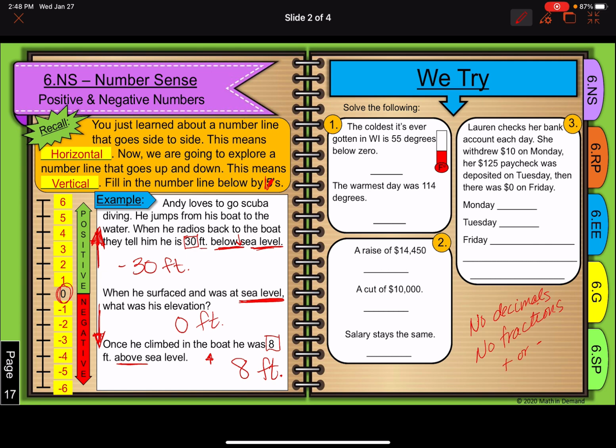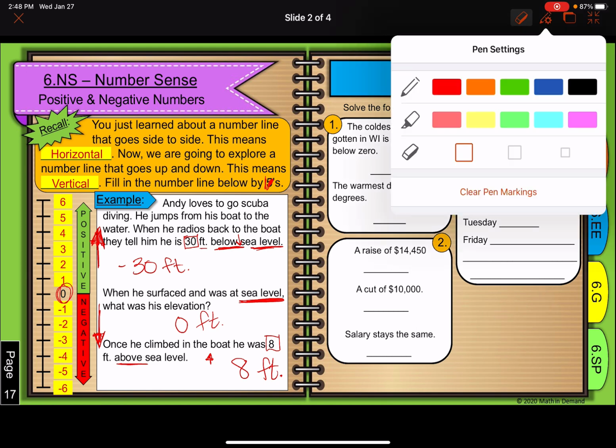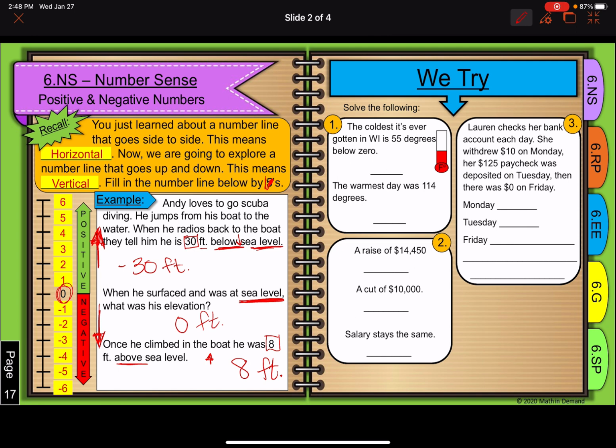So we have weather. Weather very often works with integers and rational numbers in positives and negatives. So we have Wisconsin, where the coldest temperature on record is 55 degrees, and that's below 0. We'll look at our number line. Below 0, we already know that those are negative numbers. So this would be shown as a negative 55 degrees Fahrenheit.